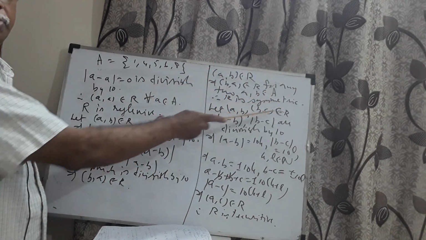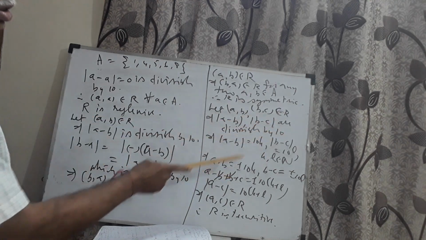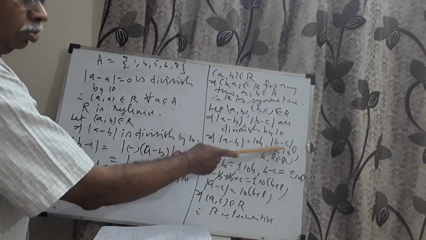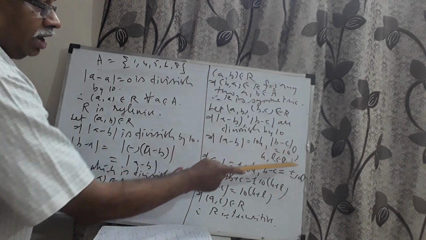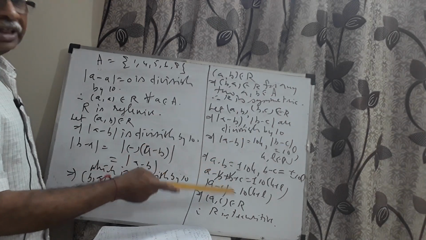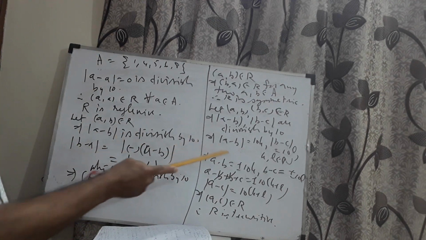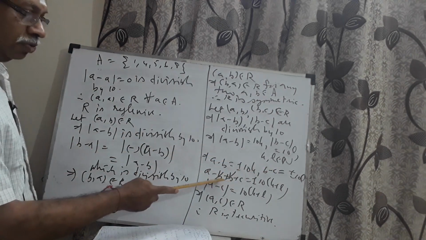Let (a, b) and (b, c) be elements of R. Here mod a minus b and mod b minus c are divisible by 10. Mod a minus b is a multiple of 10, mod b minus c is a multiple of 10. I'll write it as 10k and 10l, k and l elements of N. Therefore, remove the modulus and then add. That's very, very essential. I can't add within the modulus. I have to remove the modulus and add. Adding, b gets cancelled.